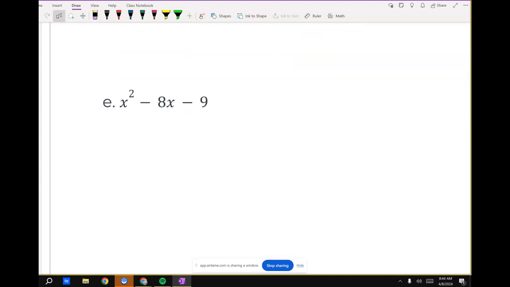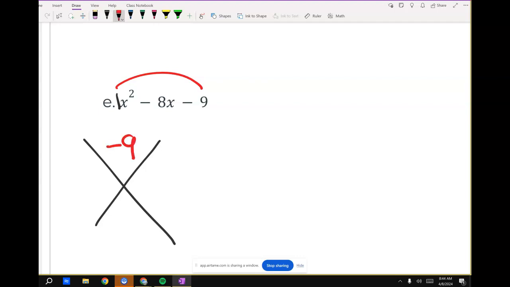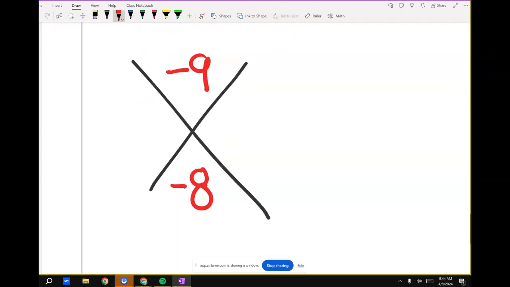Last two. When these are small numbers, for whatever reason, they become trickier for some people. So just as a fair warning, we're going to do it the same. We take our a times our c, so it's negative 9 up here. Our b is negative 8. And again, I think the easiest way to solve these is to think, I need to find two numbers that multiply to 9 that have a difference between them of 8. So I look at 9. 1 and 9, 3 and 3. Well, 3 and 3 has a difference of 0 between them. 1 and 9 has a difference of 8.